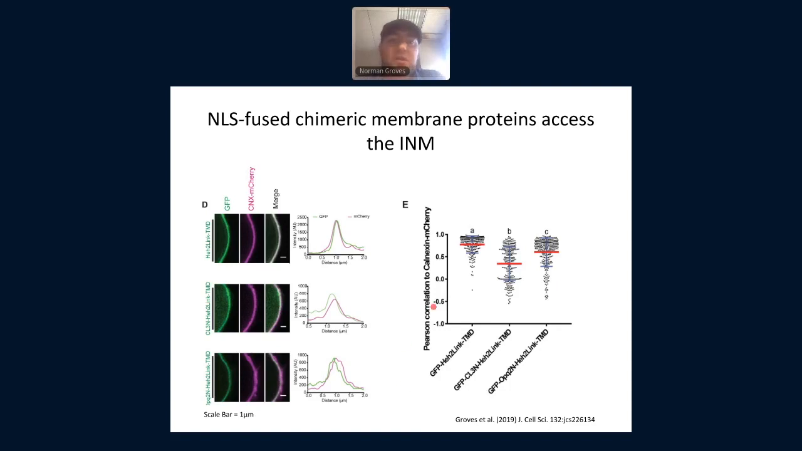We also did this with our chimeric membrane proteins. We used one monopartite NLS and one bipartite NLS version. Our no NLS variety is correlated with calnexin, and our monopartite and bipartite NLS both are less correlated with calnexin, indicating they access the INM.